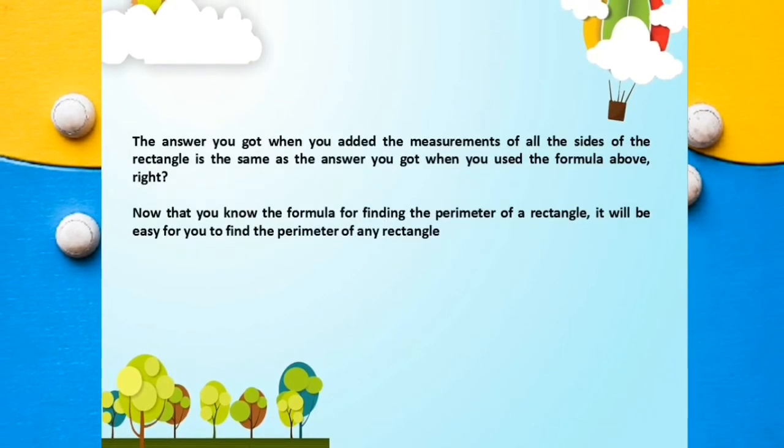The sum of the measurements of all the sides of the rectangle is the same as the answer you got when you used the formula above, right? So now that you know the formula for finding the perimeter of a rectangle, it will be easy for you to find the perimeter of any rectangle.